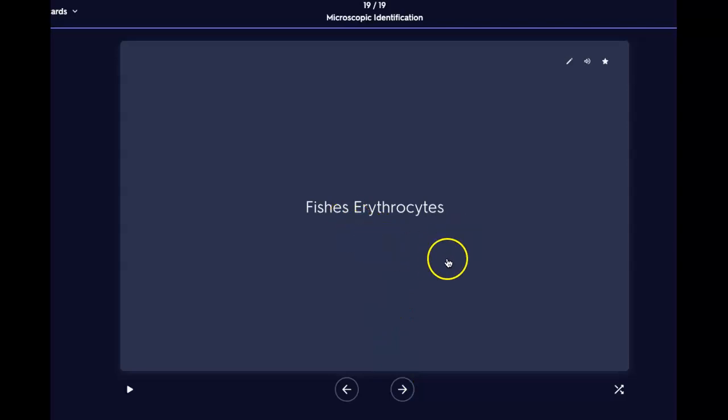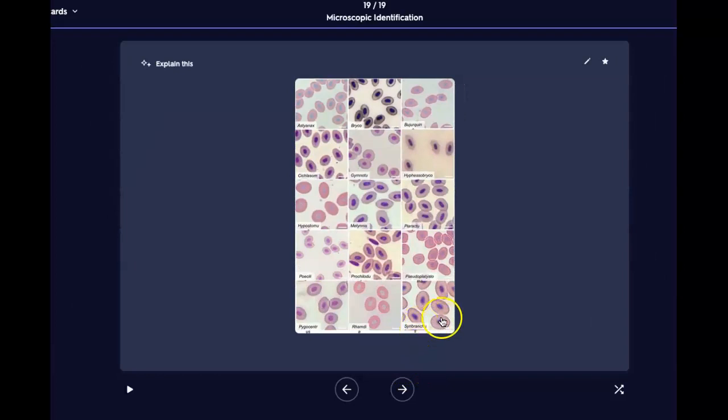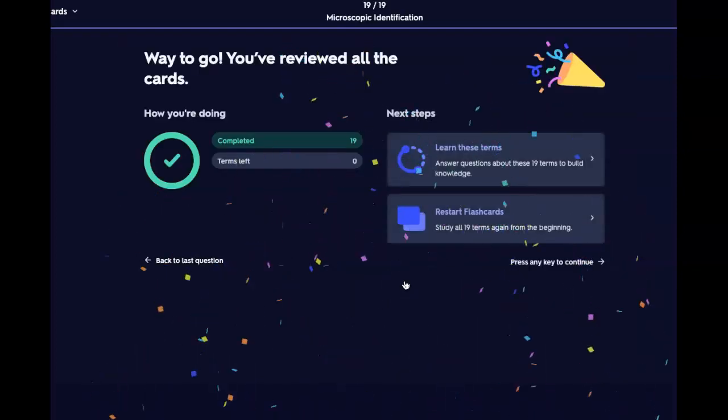And then we have fishes. Our fishes are pretty cool too. Again, still ovular, and some of them are a little more circular. These are all different species of fish. You can see they're all ovular and they have that nucleus. So when in doubt, it's got a center. There's definitely a center present. All right, and those are all of the terms for this identification quiz.